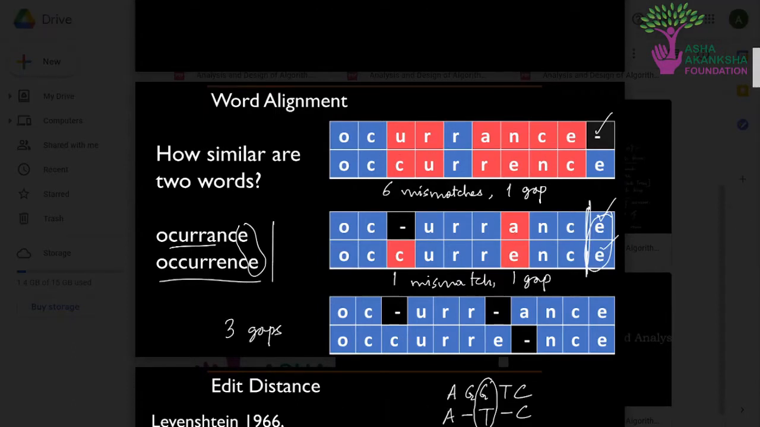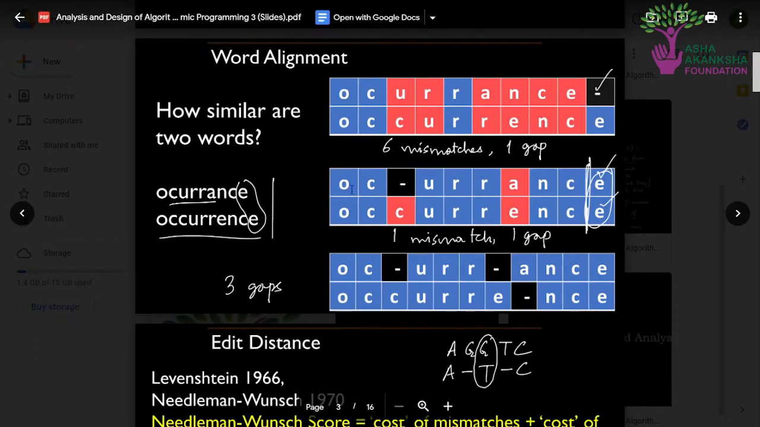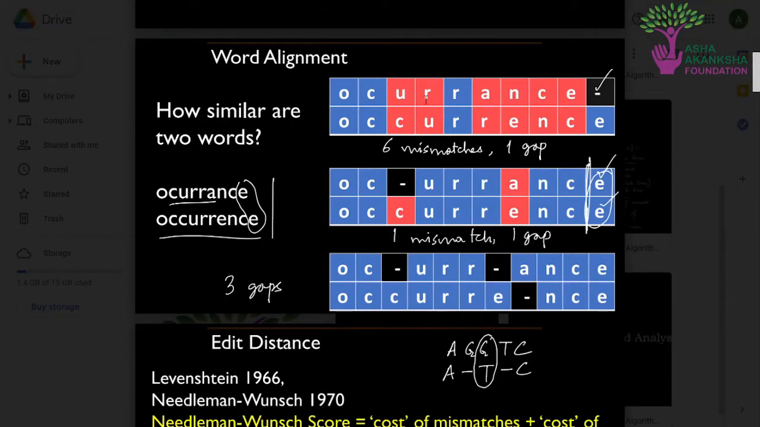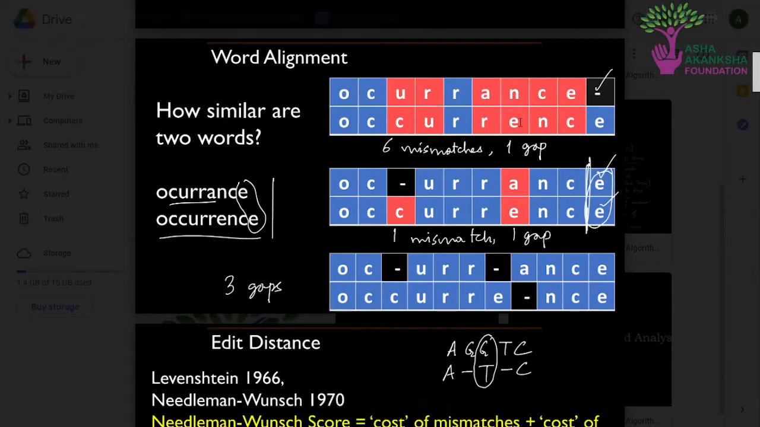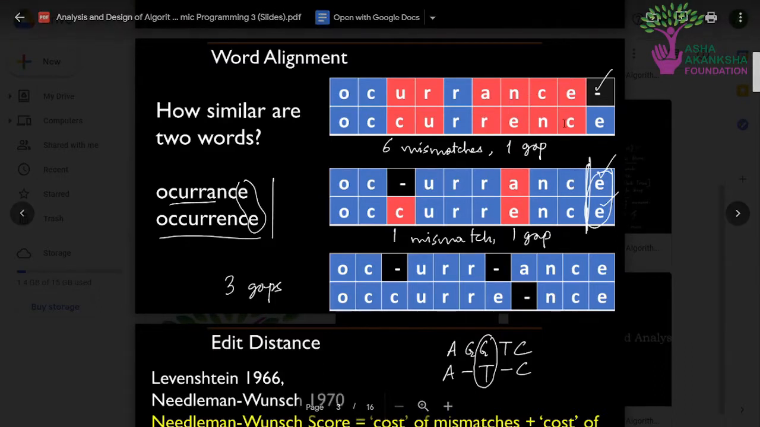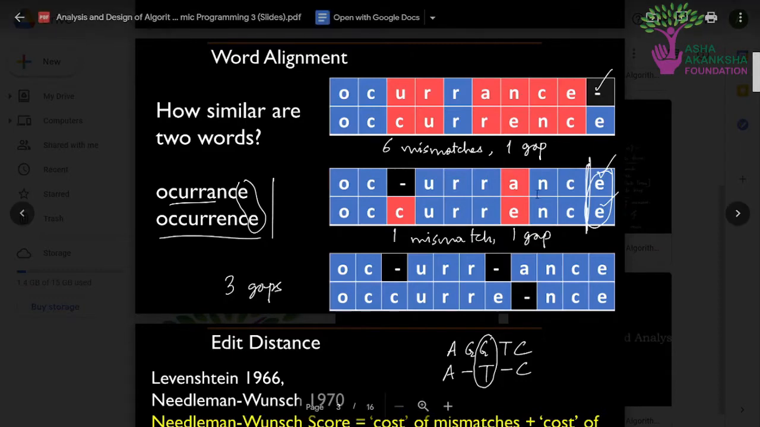In this case, O is coming above O, C is coming above C, and if you align in this way, these are just two words put together by themselves. You will see that if you align these words this way, then there are overall six mismatches, and one character is aligned with a gap. But there is a better alignment. You align the first two in the same way, but R here can be aligned with R here, U with U, this R can be aligned with this one, A cannot be aligned with E, but N can be aligned with N, C with C, E with E. So in this way, we get this alignment. There is a character C which is aligned with a gap, and there is one mismatch.